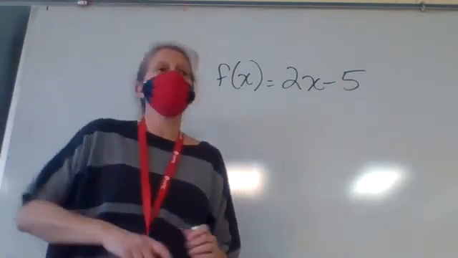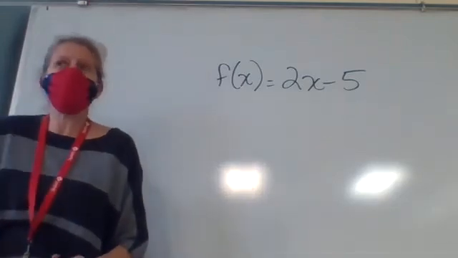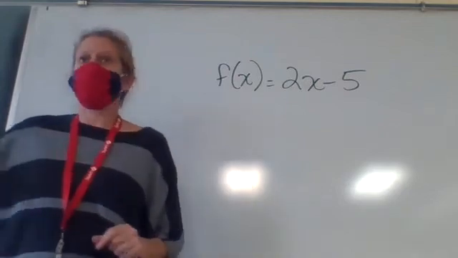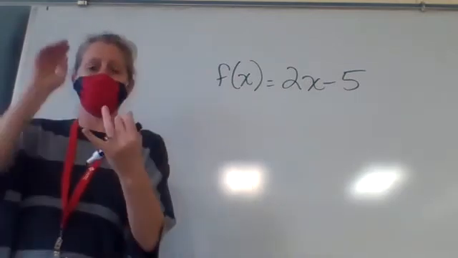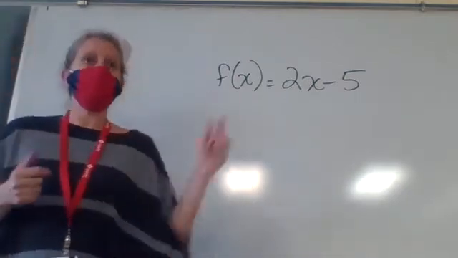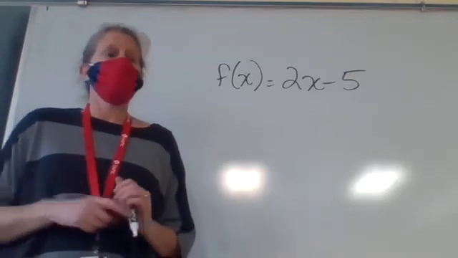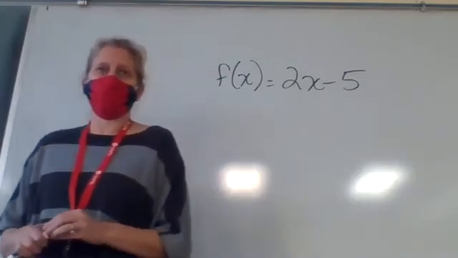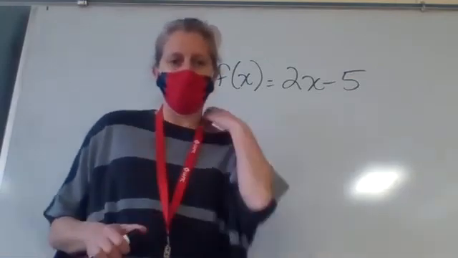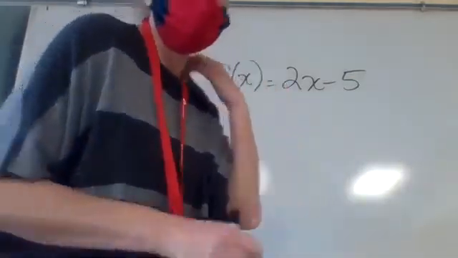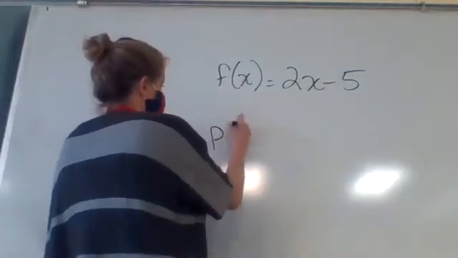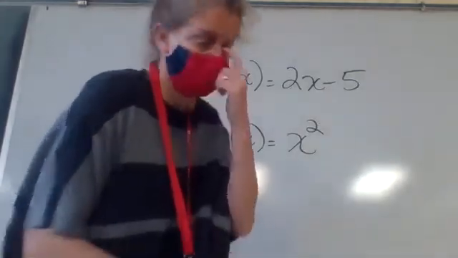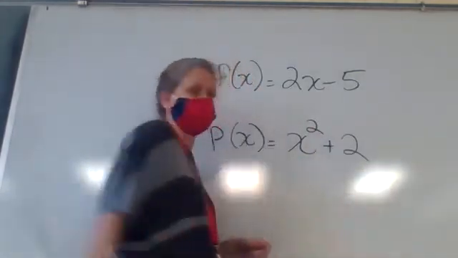You can multiply any number by 2. There's no restrictions on that, right? And you can subtract 5 from any number. It doesn't matter if it's a decimal, negative, rational, irrational. You can subtract 5 from it. So this one would be x is a real number. It can be anything. x is a real number. Next one.